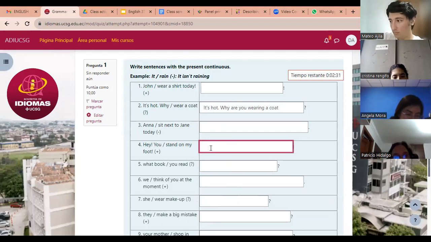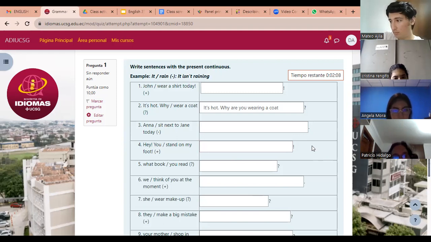Hey, number 4. Hey, you're standing on my foot. Hey, you're standing on my foot. Me está aplastando el dedo, right? That would be in Spanish. Hey, you're standing on my foot. So the exclamation mark ya está allá afuera, so no hay que poner eso.